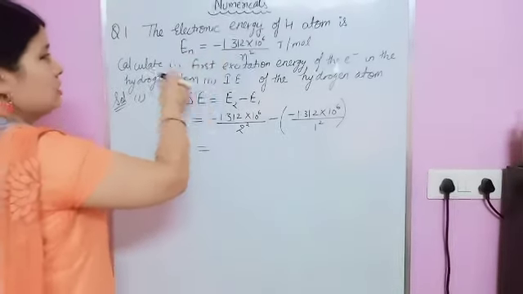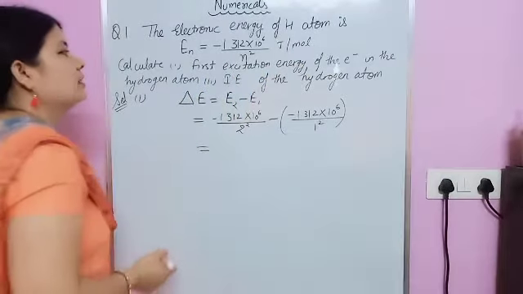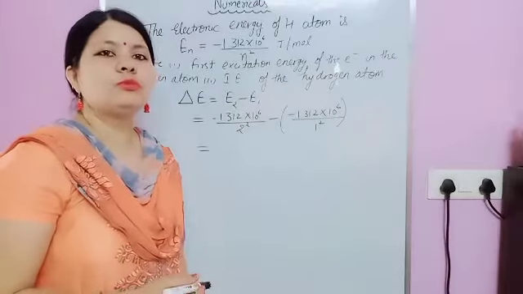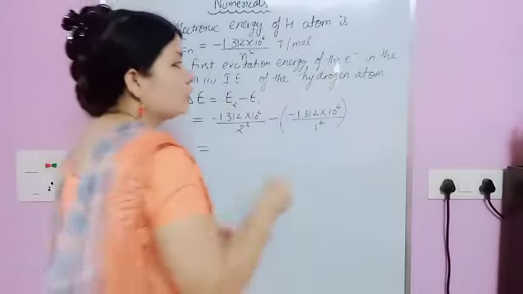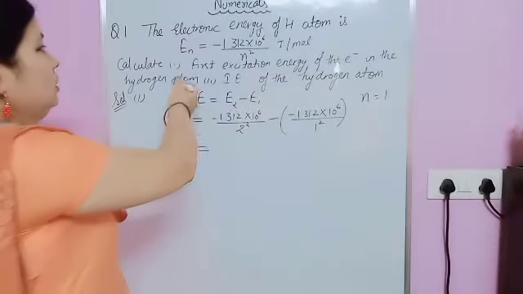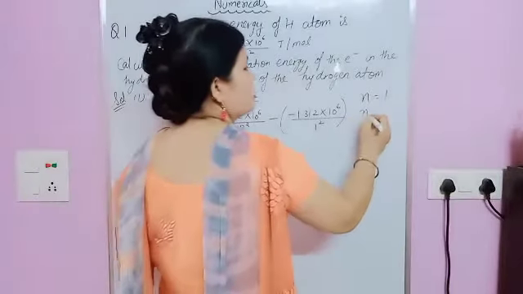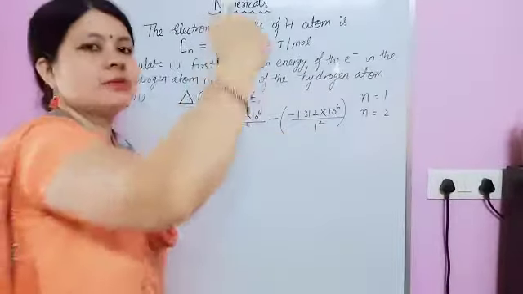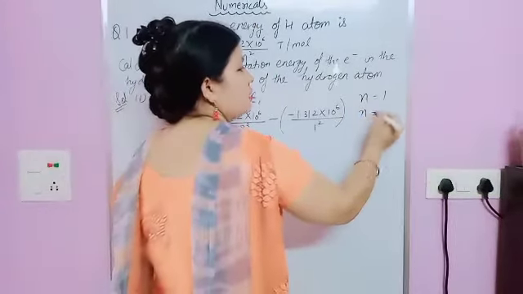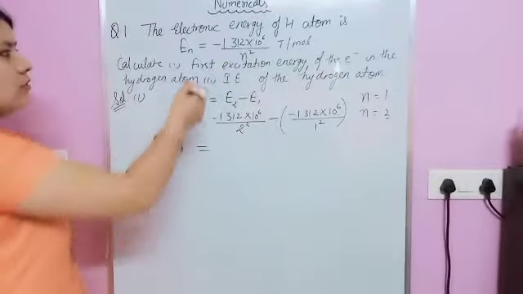Now in this question, the first excitation energy of the electron in the hydrogen atom means the energy required to take the electron from the ground state, that is n equal to 1, to the first excited state, that is n equal to 2. For hydrogen, obviously the ground state is orbit 1, and the excited state is n equal to 2. On that basis you have to calculate the excitation energy.